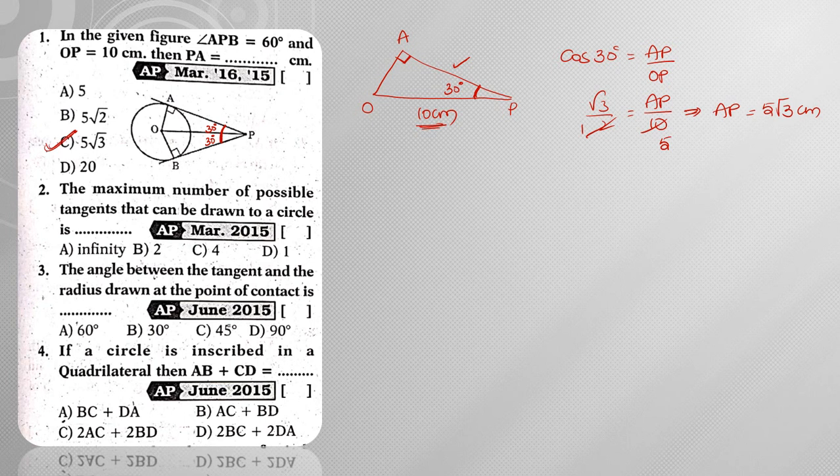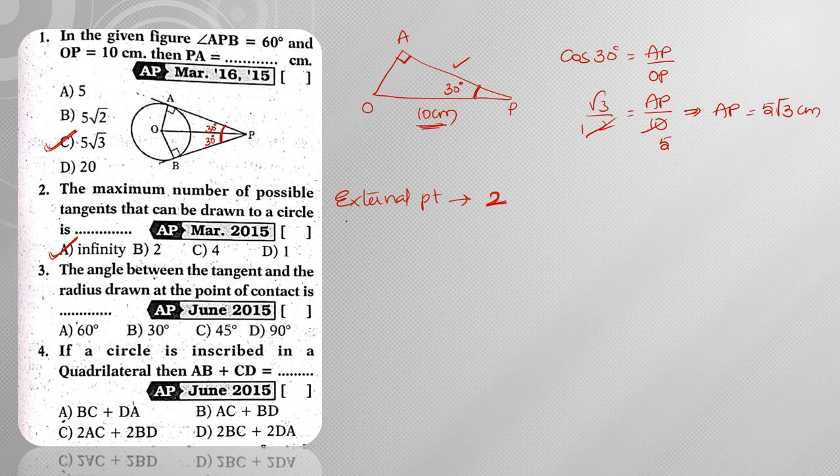Next, the maximum number of possible tangents that can be drawn to a circle is infinite. Suppose he says the number of tangents from an external point, then we can draw only two tangents to the given circle from an external point.